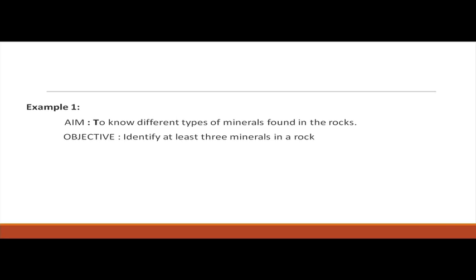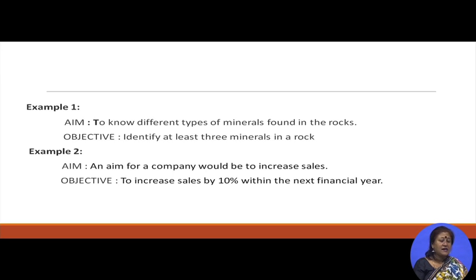The aim is to know different types of minerals found in rocks. But what is the objective? Well, in that case, we will say identify at least 3 minerals in the rock. Now, suppose example 2, an aim for a company would be to increase sales. Increase sales, this is the goal. But what is the objective? To increase sales by 10% within the next financial year. That is more compact and more specific, right.